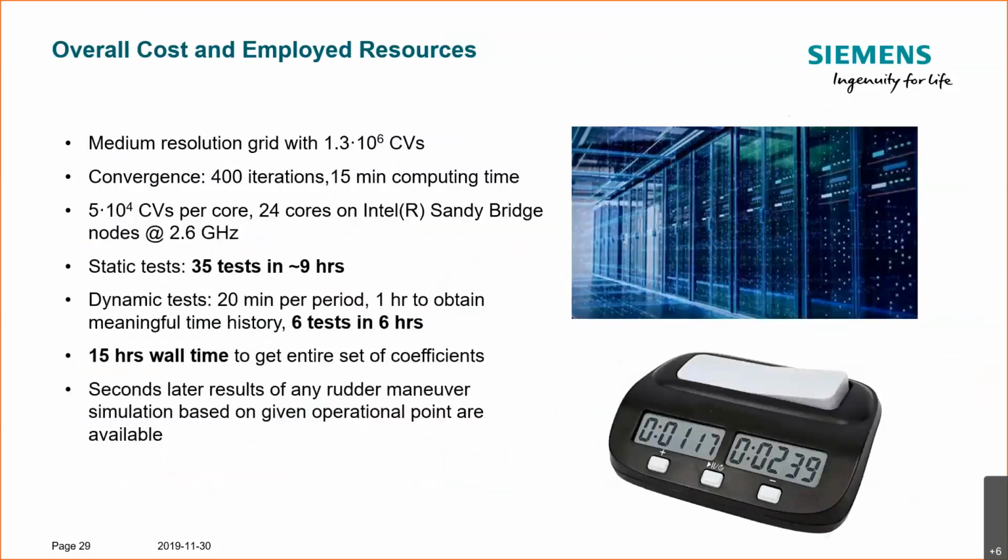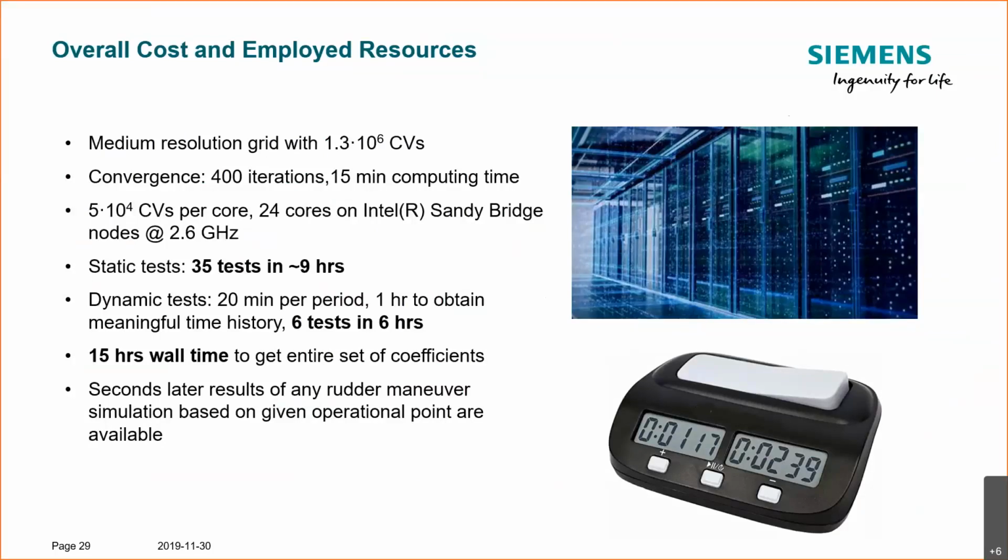Now let's look at the overall cost and employed resources. A medium resolution grid was used, around 1.3 million cells. Convergence for each of these steady tests, so steady drift or steady turning, was on average reached after 400 iterations. So that's a steady simulation and 15 minutes computing time. The strategy for parallelization was 50,000 cells per core, and 24 cores were employed for each test.